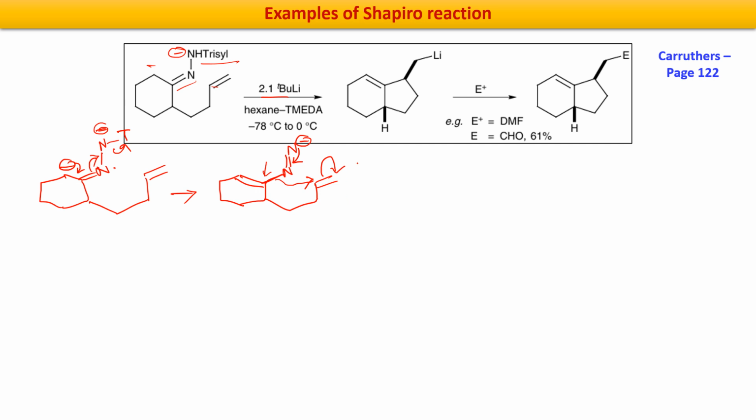So when there is negative charge at this position, you will get a 5-member ring generation, and at this position there will be this C–Li bond. So in this way you can get this molecule. Now further, if we are treating it with E plus, this E plus may be a DMF, and then we are getting this type of C electrophile.